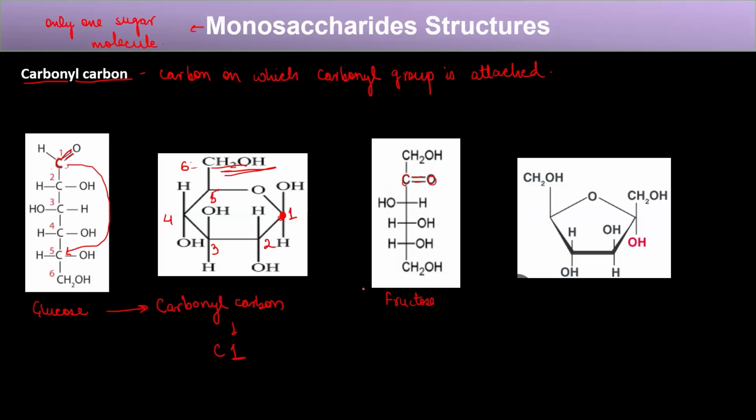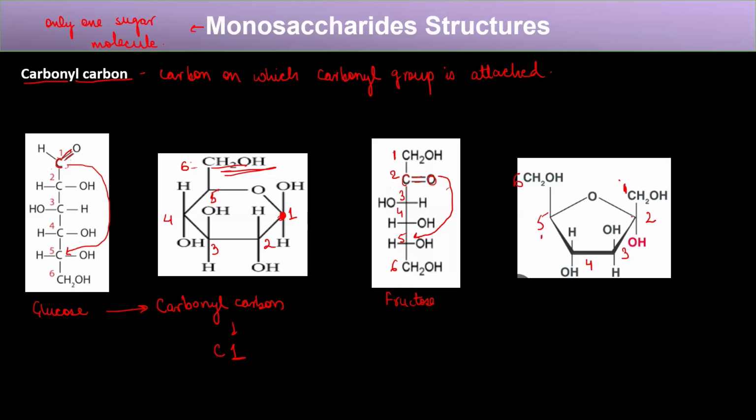Now, what about fructose? In the case of fructose, this is your open chain structure. So this is 1, this is 2, this is 3, 4, 5, and 6. Now, here this CO again attacks the fifth carbon and forms the ring structure. But in this case, the numbering will start from here because it has CH2OH first. This is 1, this is 2, this is 3, this is 4, this is 5, and this is 6, right?